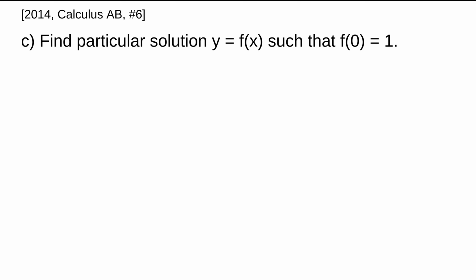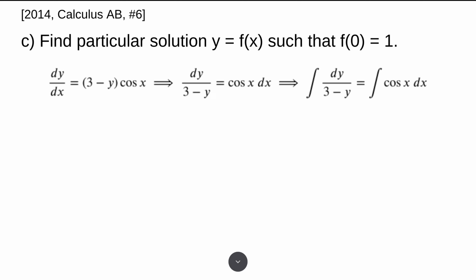So make sure you understand that when you see a differential equation and you're asked to find a particular solution, if it can be solved with separation of variables, that is the expectation. All right, so I have my dy dx, that's 3 minus y times cosine x. If I divide both sides by 3 minus y and multiply both sides by dx, I get dy over 3 minus y equals cosine x dx. Anti-differentiate both sides.